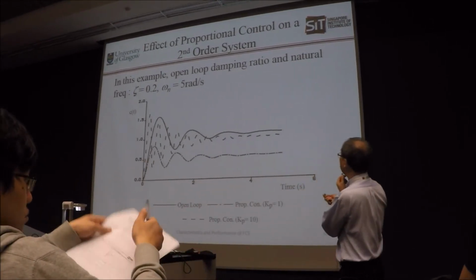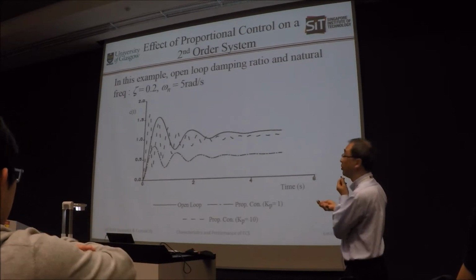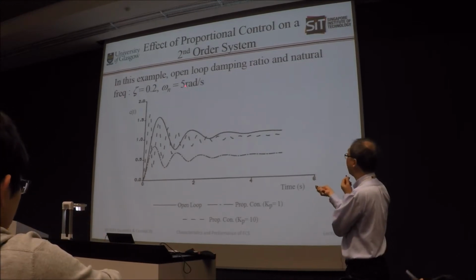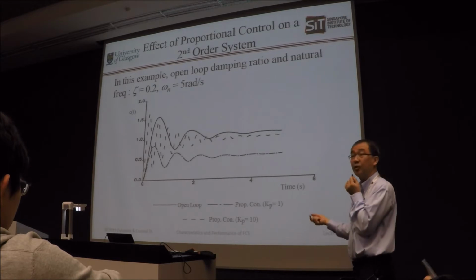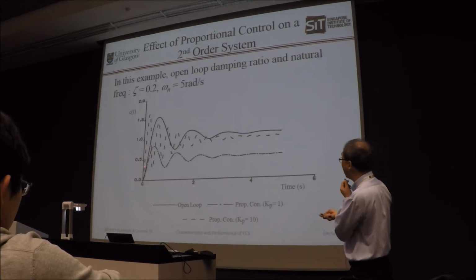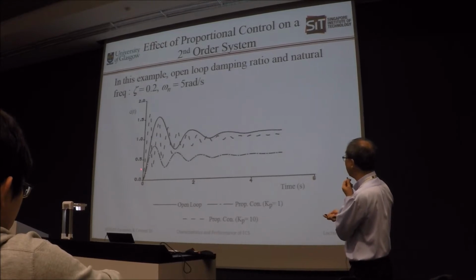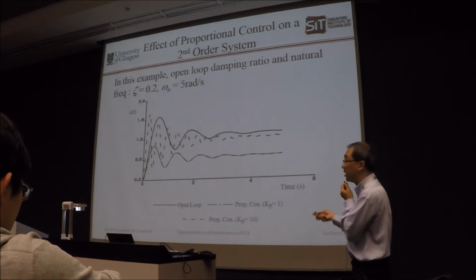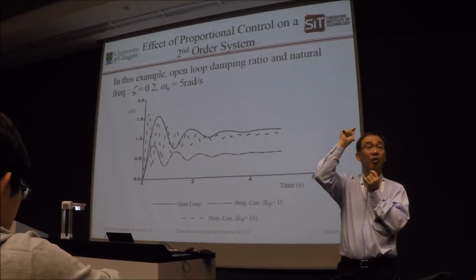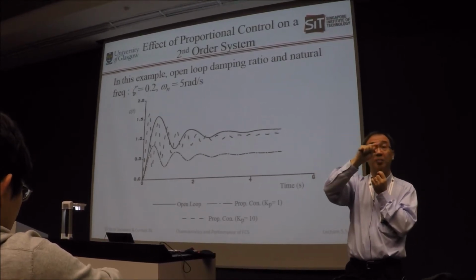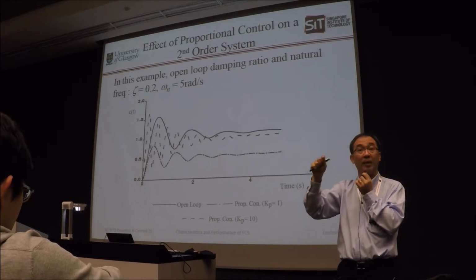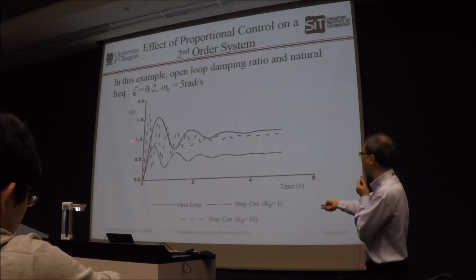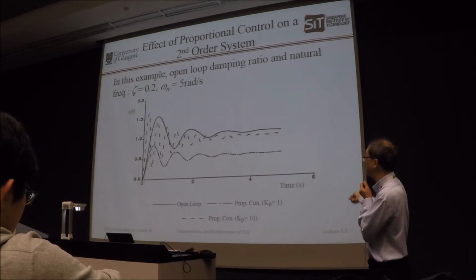So this is one example that we can take a look at. In this example, overload damping ratio to natural frequency, given omega n is 5 radian per second, zeta is 0.2. Response is very oscillatory, as you can see. This solid line is plotted using omega n squared divided by s squared plus 2 zeta omega n s plus omega n squared. That is open loop, so that is why you see a steady state of 1.